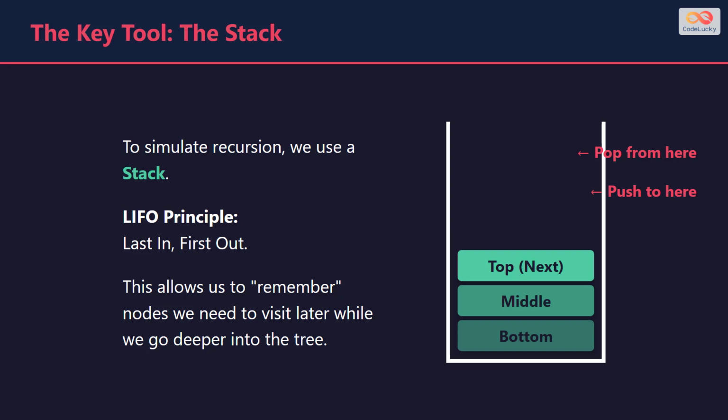To mimic the behavior of recursion, we use a stack data structure. A stack follows the last in, first out principle. This property allows us to pause our journey down one path, store the alternative paths, and retrieve them later in the reverse order of how we stored them.